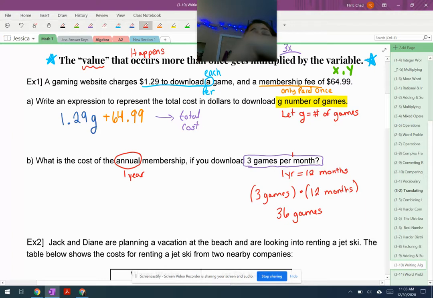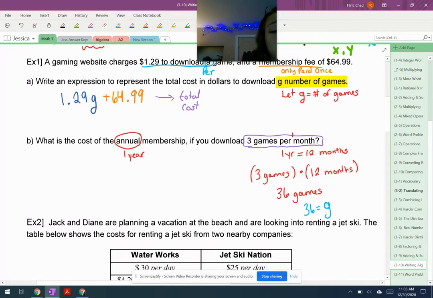Although, that just tells us what our G is, right? That doesn't answer the question. That doesn't tell me how much I'm going to pay for this membership to this gaming website. So this is just telling me that 36 is equal to G. So now I can use my expression from above, 1.29G plus 64.99. But now I know that G is equal to 36. So in for G, I'm going to put 36.